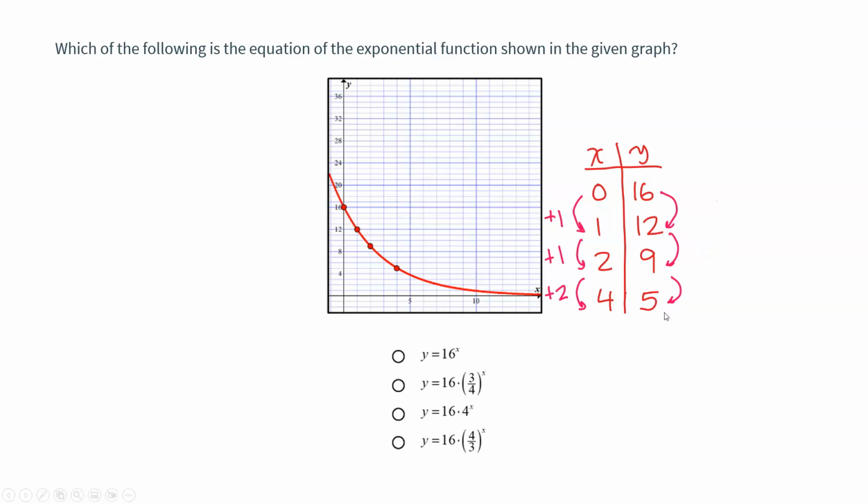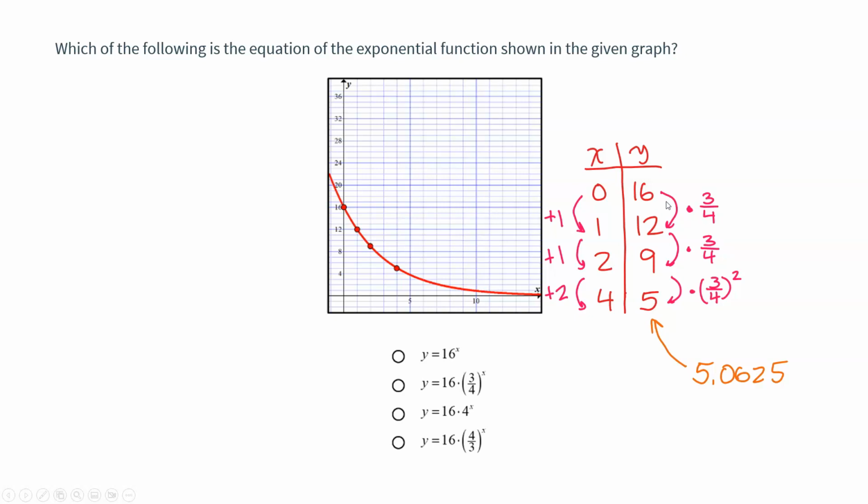However, if you look at each one of these being a multiple of the other one, or some constant being multiplied, 12 is 3/4 of 16, 9 is 3/4 of 12, and here you're progressing by 2, so you would really be doing 3/4 squared times 5, which would give you about 5.0625. That's why it looks like it's at 5 exactly here for a y value, because of the scaling of the graph. A 0.0625 is not going to make a big difference.